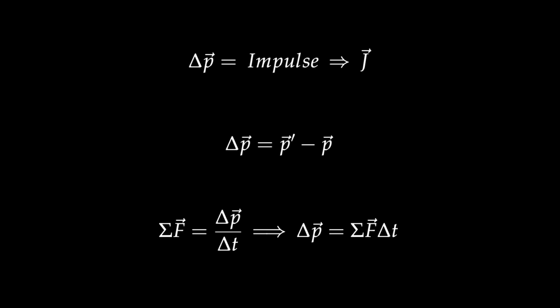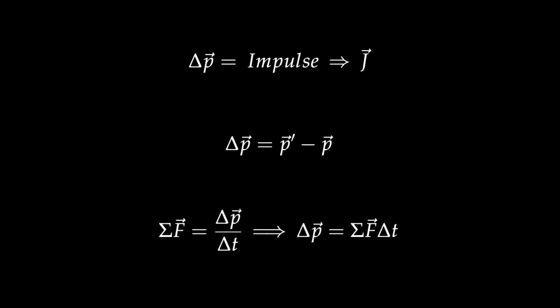Simply calculating the change in momentum by subtracting momenta is one possibility. But there's another possibility for calculating impulse, and it comes directly from Newton's second law. Newton's second law says that the sum of the forces is equal to the change in momentum divided by the change in time.